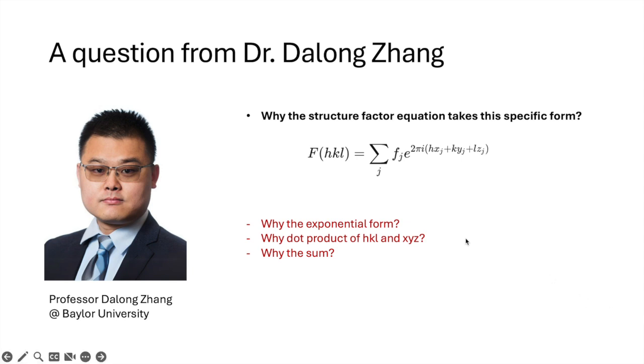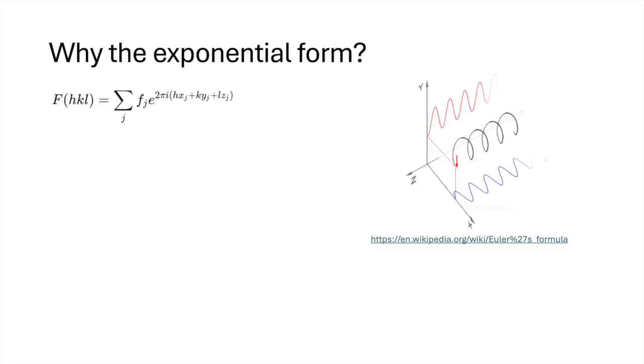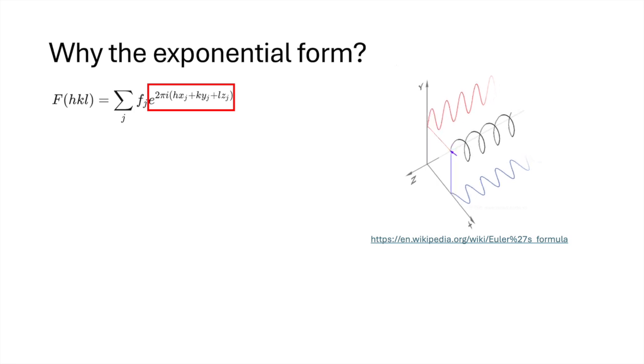The first is why we use the exponential form in this equation. Then why the dot product of HKL and XYZ. And lastly, why there's a sum. Let's address these questions one by one. So first, why the exponential form?